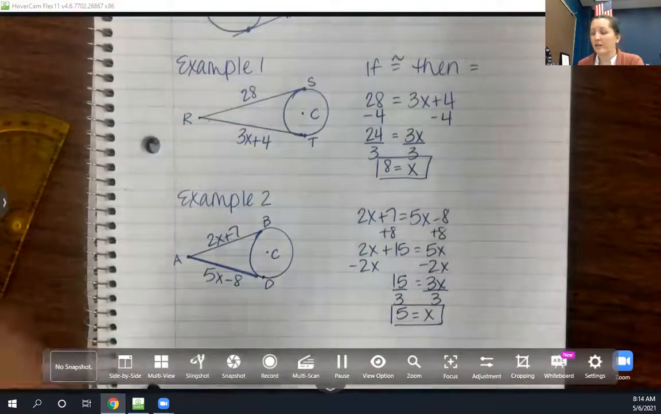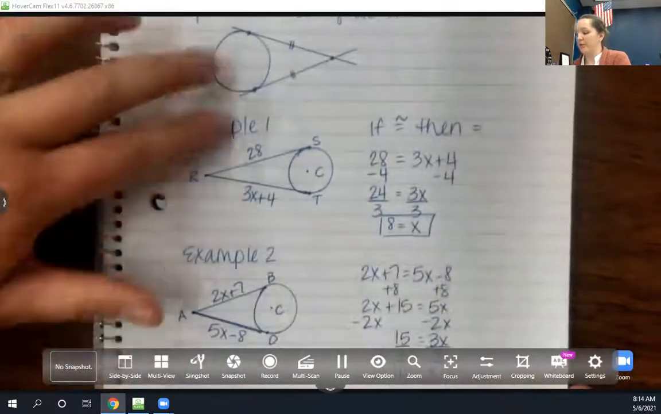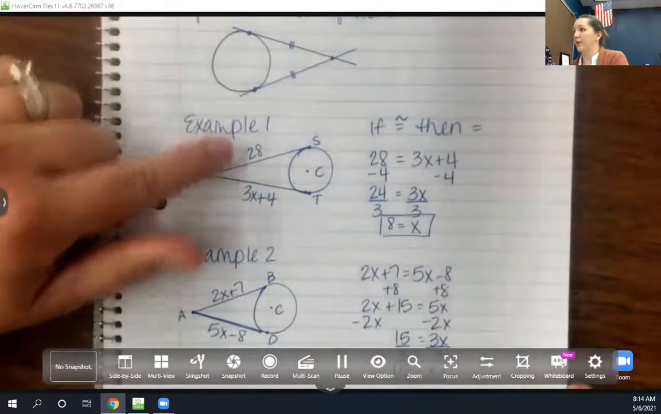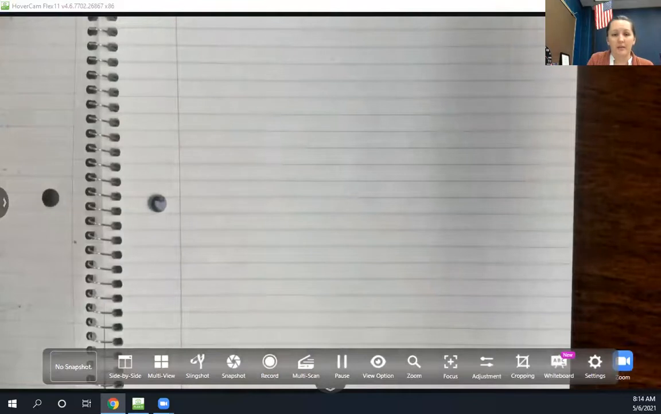All right, very nice. So that's your tangent theorem. If you have two tangents to an external point, your tangents are congruent. The other one is what we talked about earlier, that your tangent creates a right angle with your radius. So let's look at some problems when we see this.